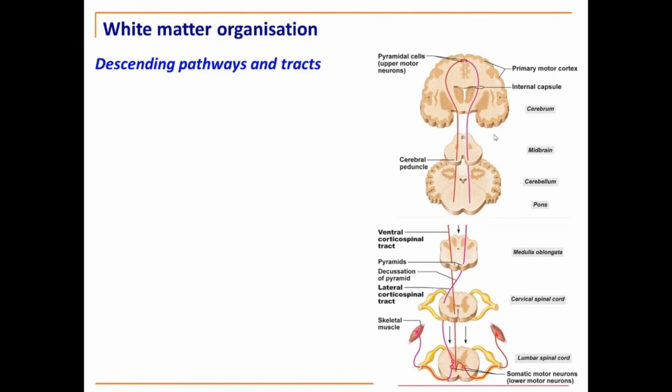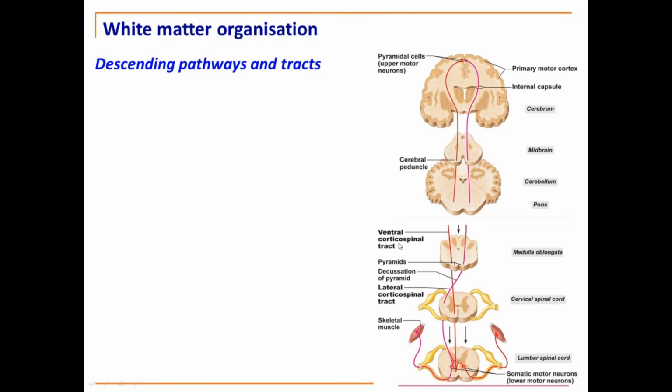Okay, so what about the descending pathways and tracts? So we know that the ascending pathways have first-order neurons, second-order neurons, and sometimes third-order neurons. And in the descending pathways, we're thinking about upper motor neurons and lower motor neurons. The upper motor neurons are also called pyramidal cells. This is shown up at the top for you, just so you know the names. So upper motor neurons, pyramidal cells, and then you've got lower motor neurons, also called somatic motor neurons, just so that you're aware. And in this case, you can see that we're looking at two different tracts. We're looking at the ventral corticospinal tract, and we've also got the lateral corticospinal tract.